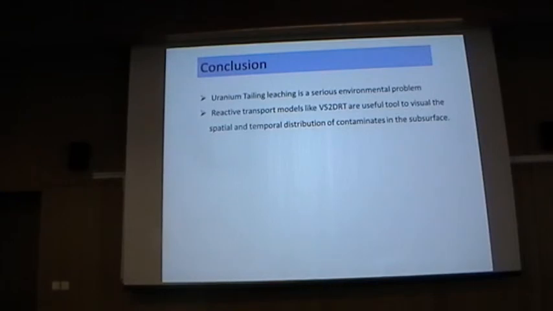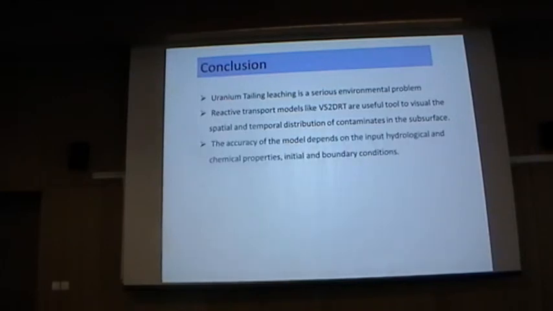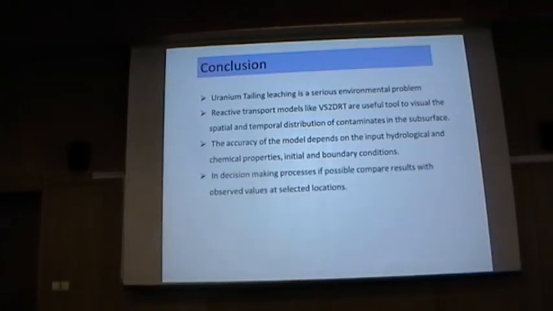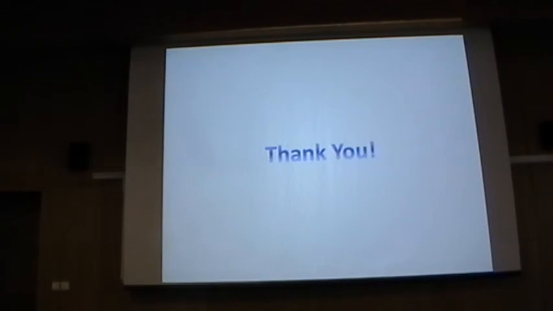It's just a visualization, but to have accuracy, we need to have proper initial conditions. The physical, chemical, and hydrogeological conditions have to be properly set. The initial and boundary conditions should be set in a proper way, and in making decisions, we have to compare as far as possible with the results or measured values. So that's all. Thank you.